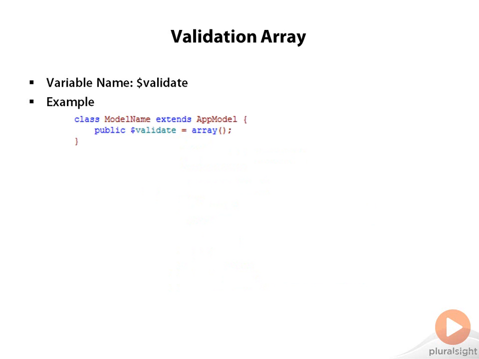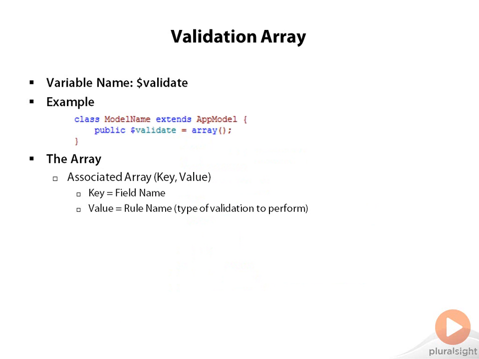To start out, we will have a validation array that we will set in our model. That variable name is validate. So for example, in our model, we would set the variable public validate, and then it will equal an array. The array is an associated array with a key value pair. The key will be equal to the field name in the table in the database. The value will be equal to the rule name, which indicates the type of validation that will be performed.